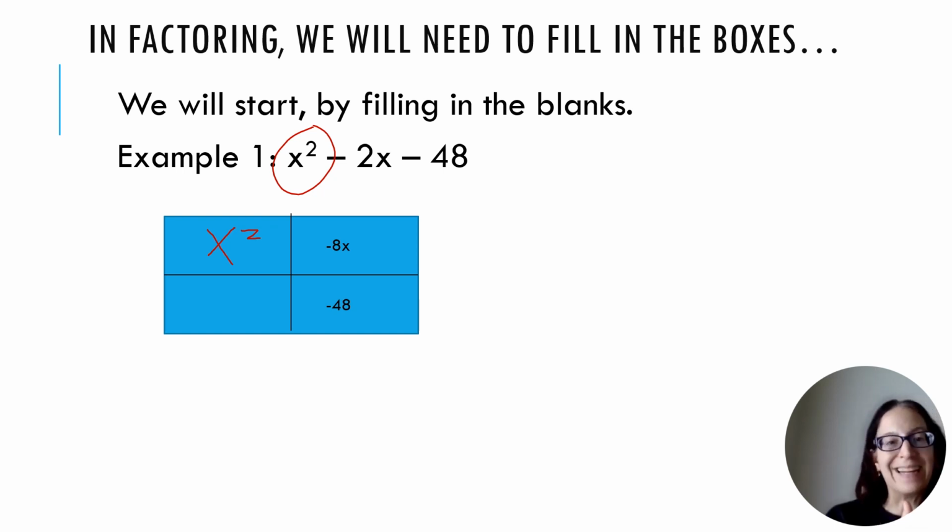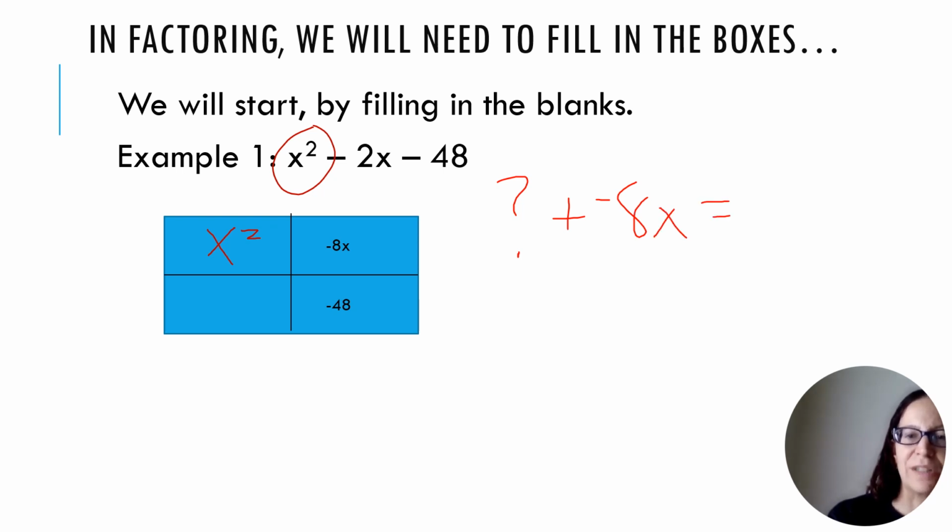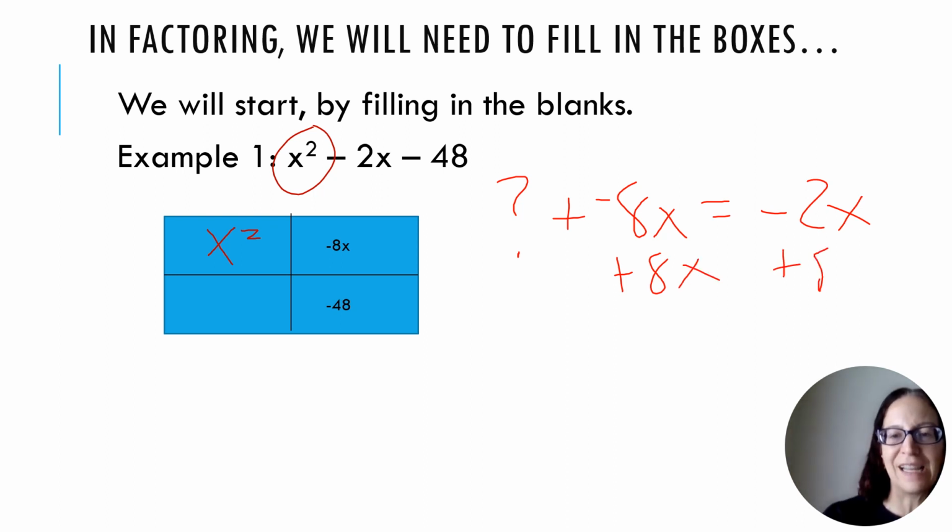Now, here's where it gets challenging. This is my area. It's supposed to add up to a -2x, but I have a -8x. So to fill this in, I need to think, what plus the -8x is going to give me that -2x. Now you can do that out algebraically. So I could add the 8x to both sides and it'll tell me that my question mark has to be a 6x.